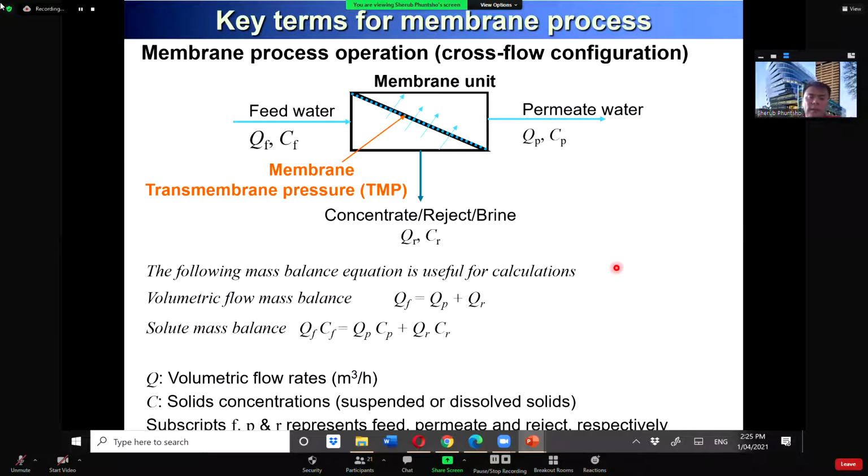So this is the solid mass balance. Based on that, you can also work out the various process parameters, as you will see later on. So Q will be the volumetric flow rate, meter cube per hour or meter cube per day, whatever, and concentration will be in the form of, say, milligram per liter, kg per meter cube, and those sorts of things.